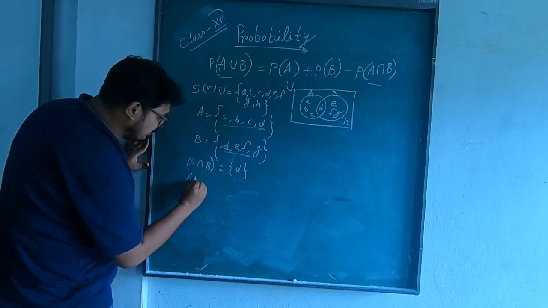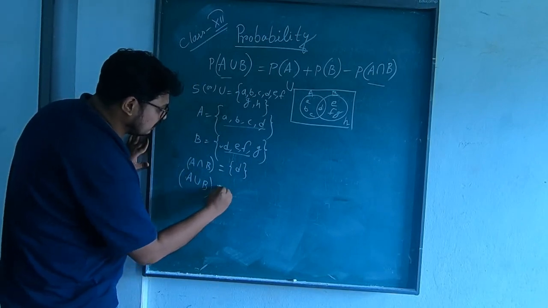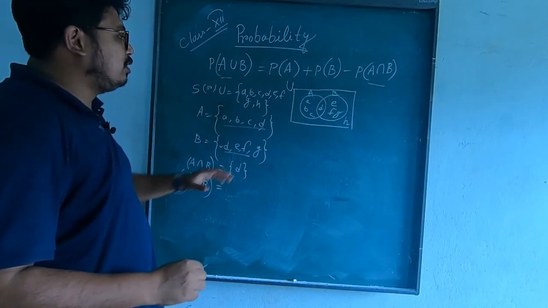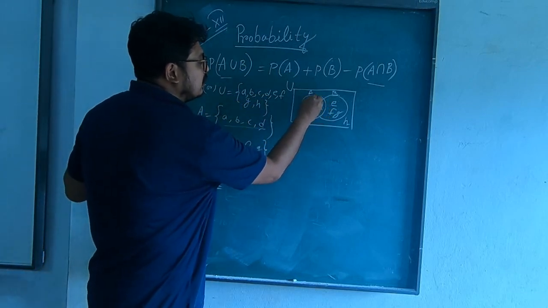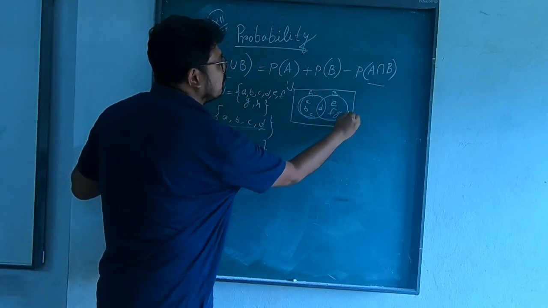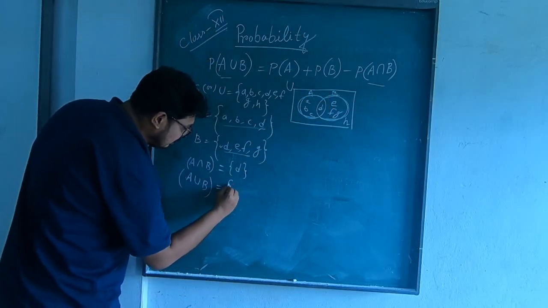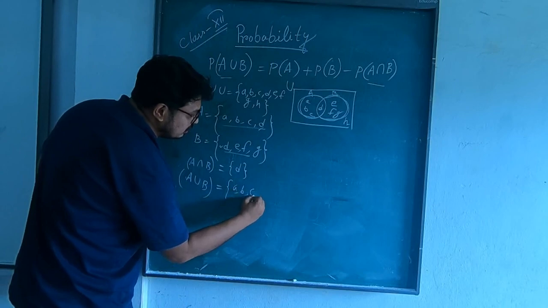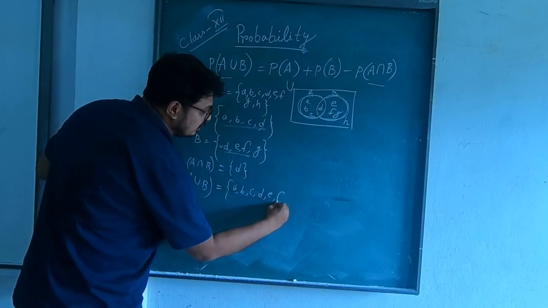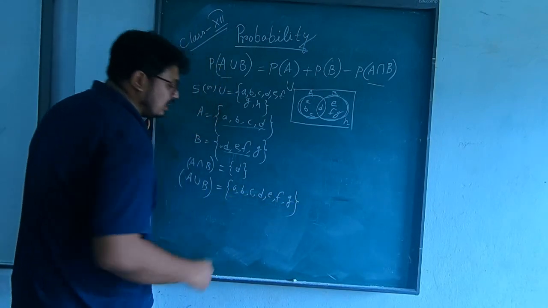Now A union B. A union B means everything present in A and B together. In this part, what are the elements present? A, B, C, D, E, F, G. These are the elements present.